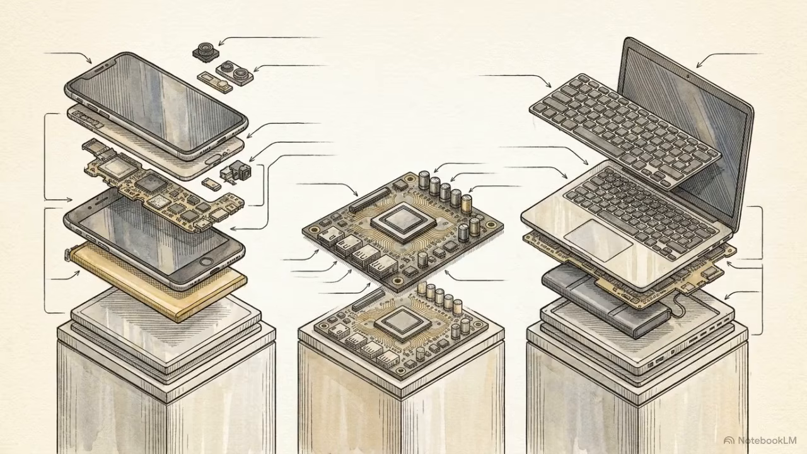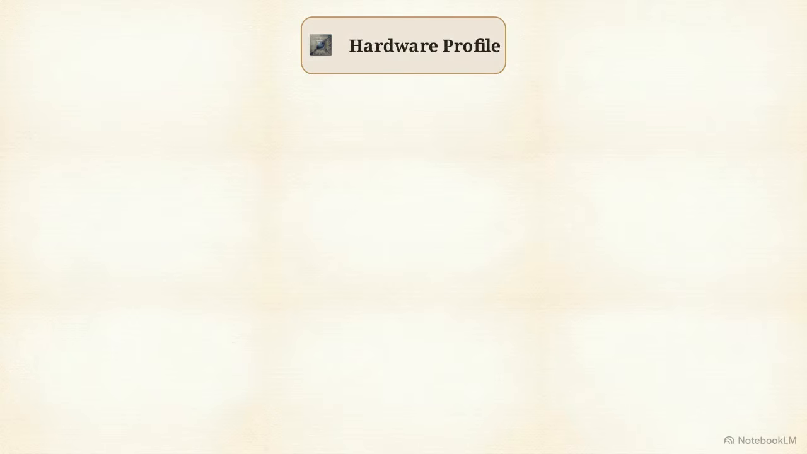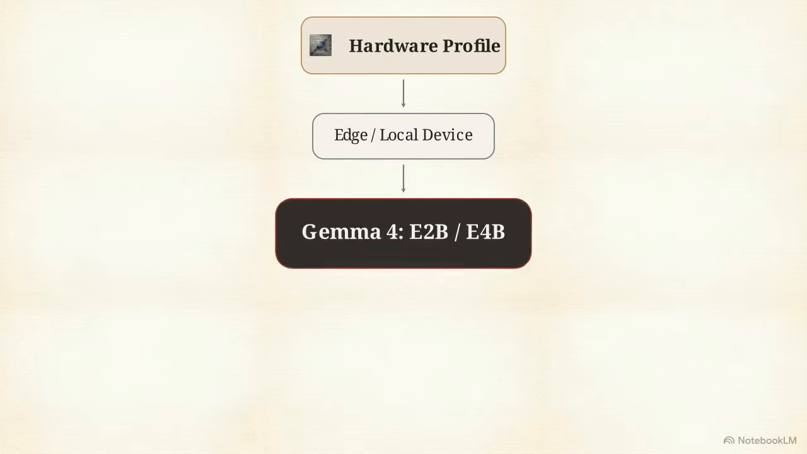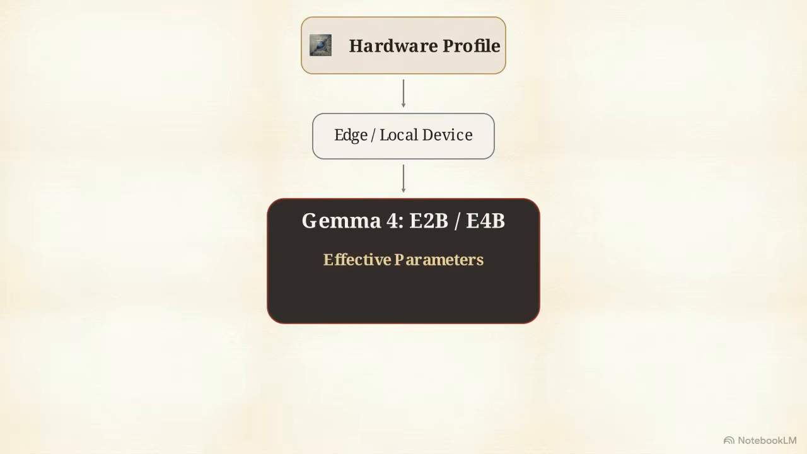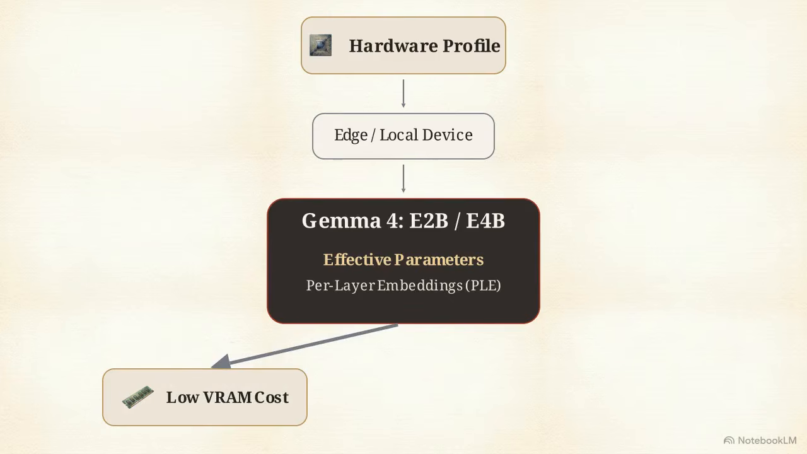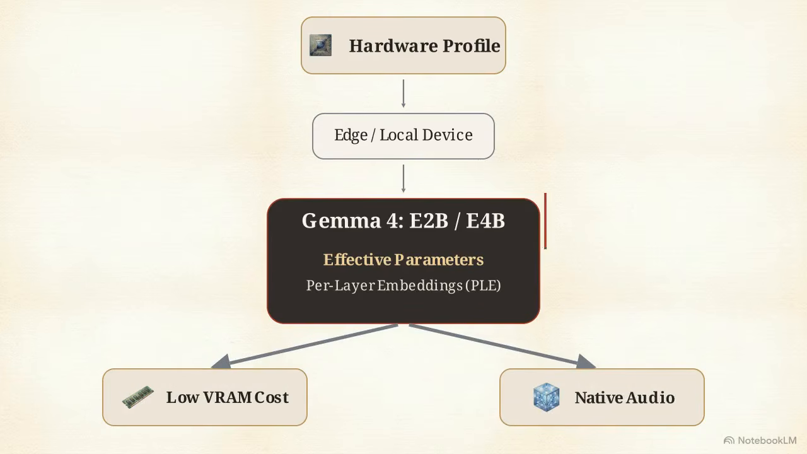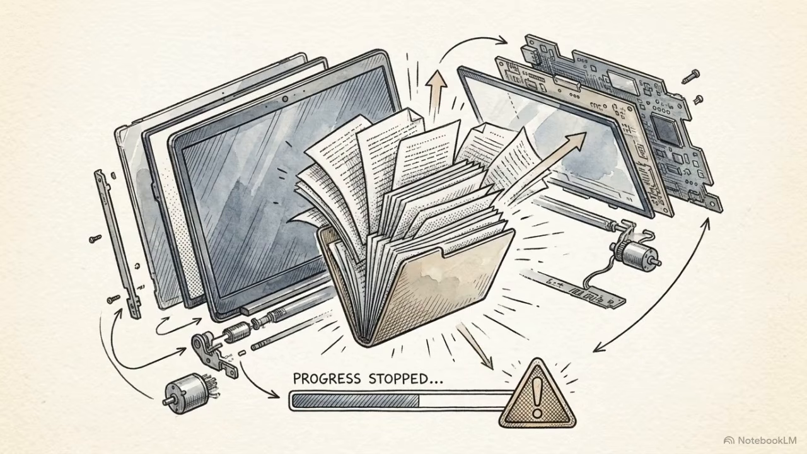The first deployment path targets constrained hardware. This includes mobile phones, IoT devices like the Raspberry Pi, and standard laptops without dedicated GPUs. On our decision tree, this hardware profile leads directly to the E2B and E4B model variants. The E stands for effective parameters, using per-layer embeddings to keep active memory low while processing native audio and delivering fast text generation. You will face strict limitations.